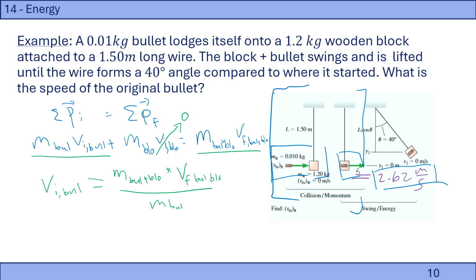So let's just mark what everything is. This guy right here is going to be the combined mass of both. The bullet only weighs 0.01 kilograms, and the block weighs 1.2 kilograms, so 1.21 kilograms.